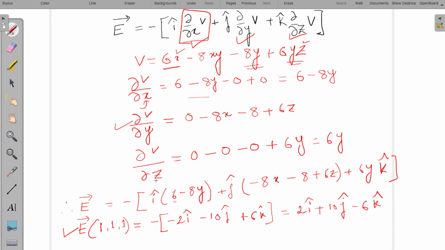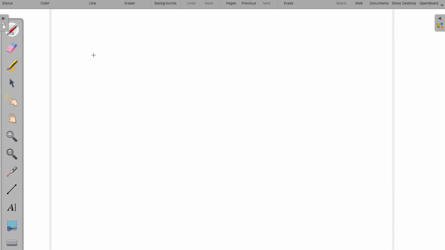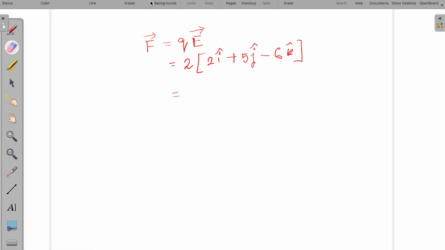Okay, so now let's find the electrostatic force. The relation between F and E is given by the charge, generally the test charge, F equals QE. From here, the value of Q is given as 2, and the value of E we are getting is twice i cap, 10 j cap minus 6 k cap, right? This is the value of E. This is 10, not 5. This is 10, not 5.